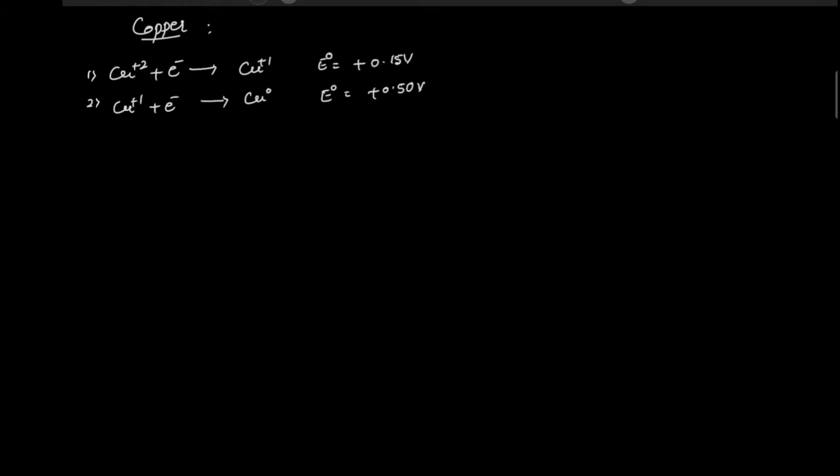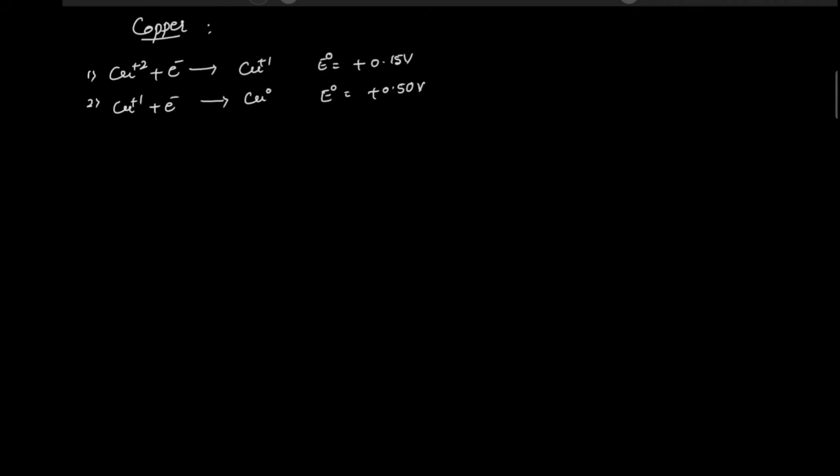We'll write the Latimer diagram for copper. Here I have two reactions. The first reaction is copper plus 2 accepting 1 electron and getting converted into copper plus. For this, the standard reduction potential value is plus 0.15 volt. The second one is copper plus 1 getting converted into copper by accepting 1 electron. The E naught value for this reaction is plus 0.50 volt. These are the two reactions.